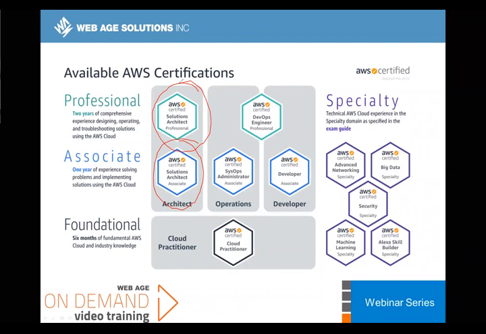Like, for example, the Advanced Networking Specialty is designed to show that you are able to create any kind of network configuration, that you're able to combine a local enterprise-grade environment with an AWS environment and create a hybrid cloud. It shows that you know how to do security on the network.